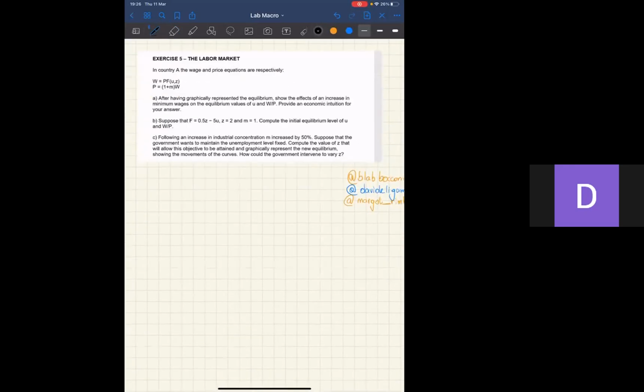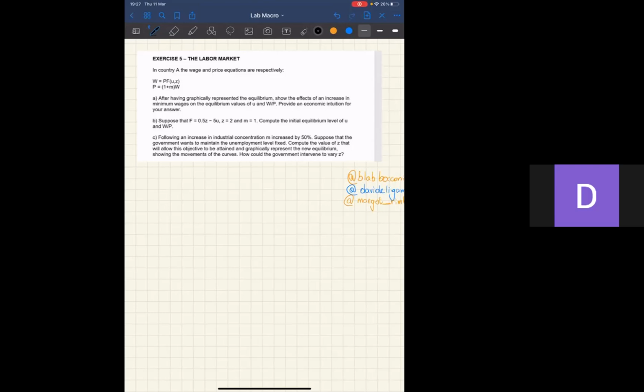So here, the first request is, after having graphically represented the equilibrium, to show the effects of an increase in minimum wages on the equilibrium values of U and W over P. W over P is the real wage of people, because you're dividing the nominal wage by the price, meaning how many goods people are able to buy with their wages, in real terms. And we have to provide the economic intuition for our answer.